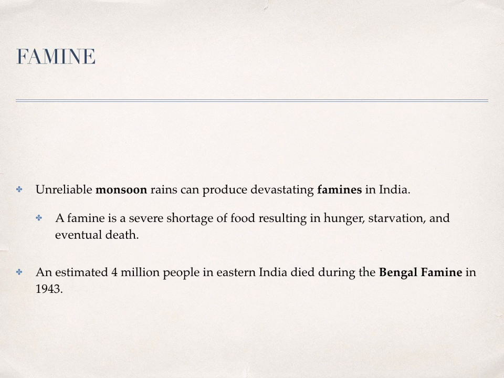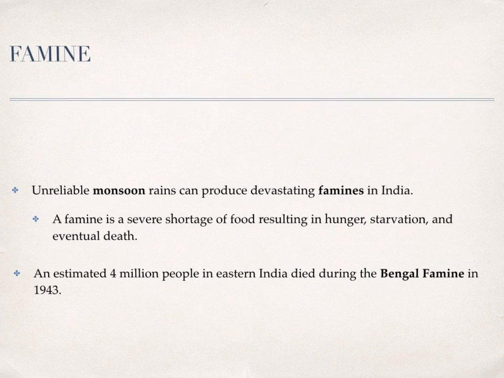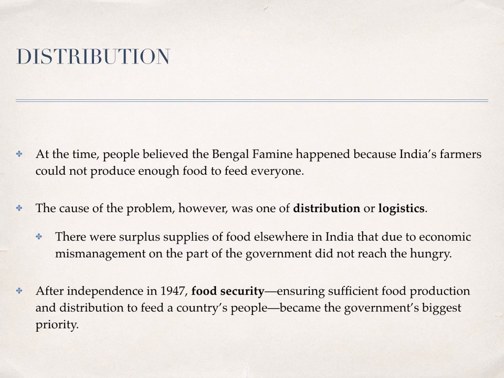An estimated 4 million people in eastern India died during the Bengal famine in 1943. Distribution. At the time, people thought that the Bengal famine happened because India's farmers just weren't producing enough food to feed everyone. However, this was a kind of simplistic explanation. The root of the problem was one of distribution or logistics.